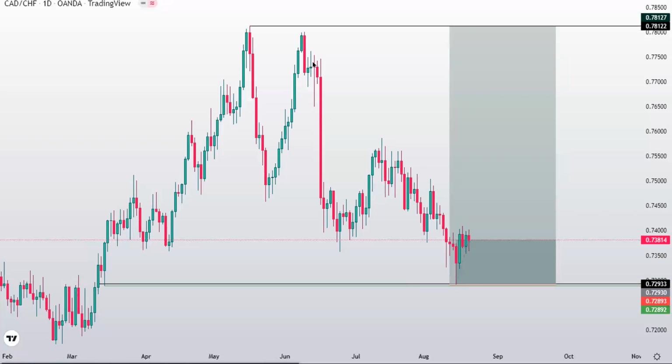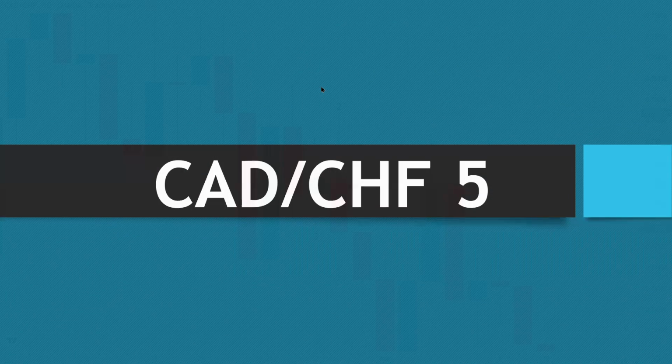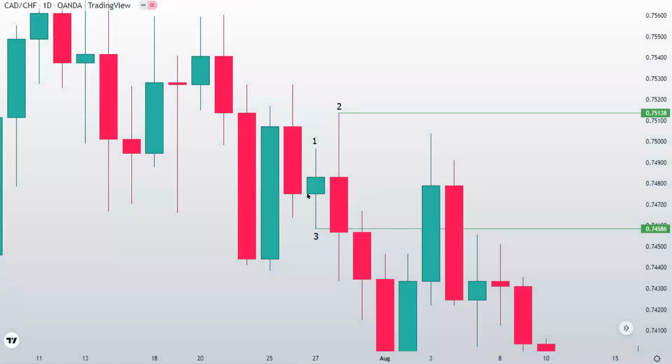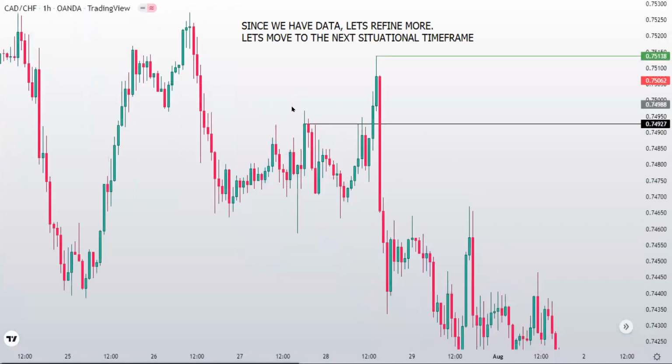So this area now, when I come to the next chapter, which is this one, this was my type 1 that took my price downward before it started to go up. And when I come to refine this area, on a lower time frame, this was my liquidity.